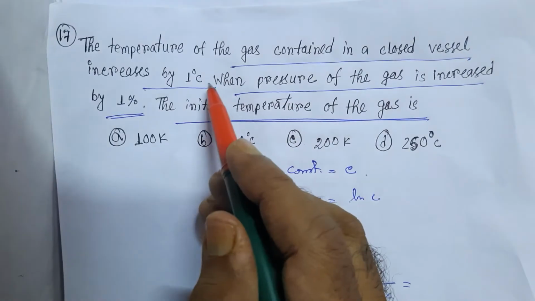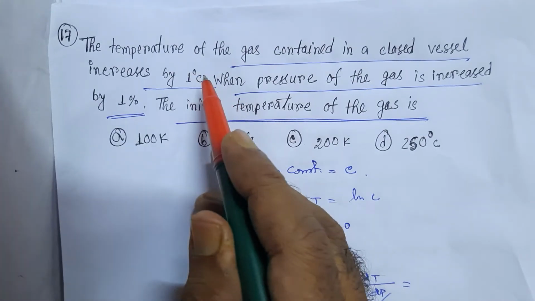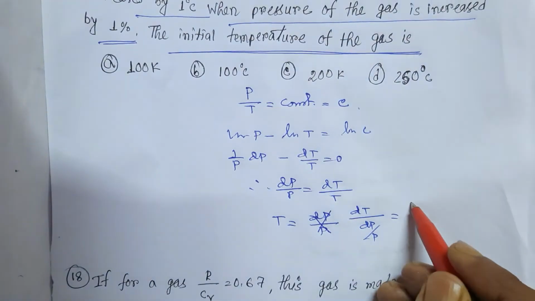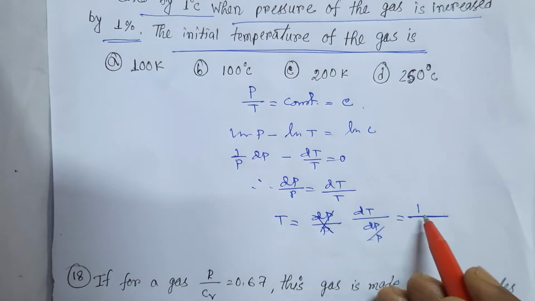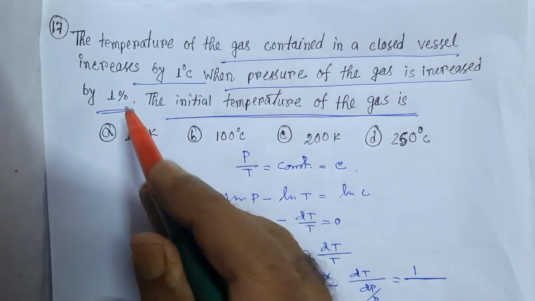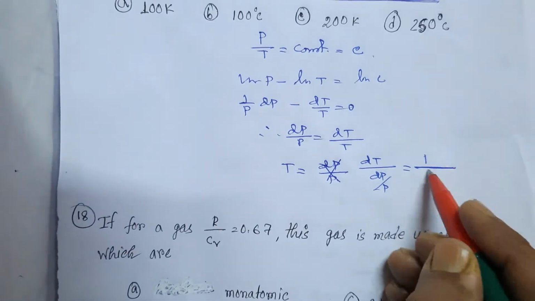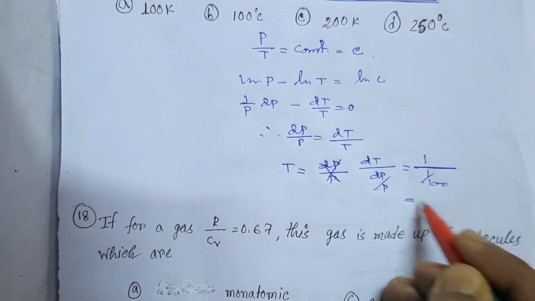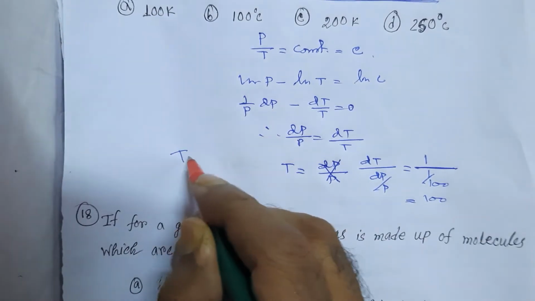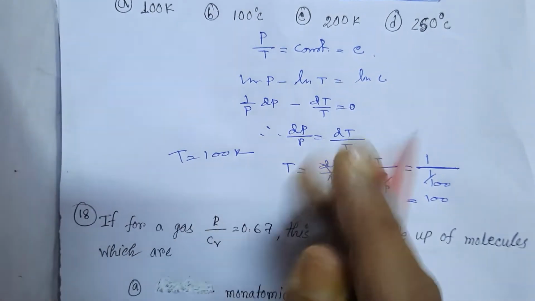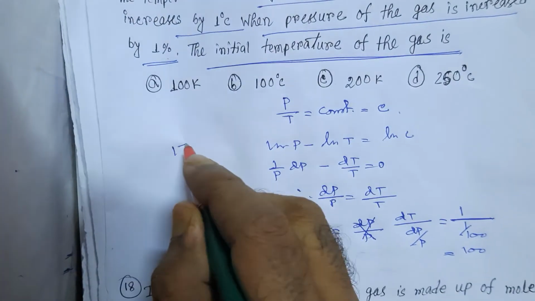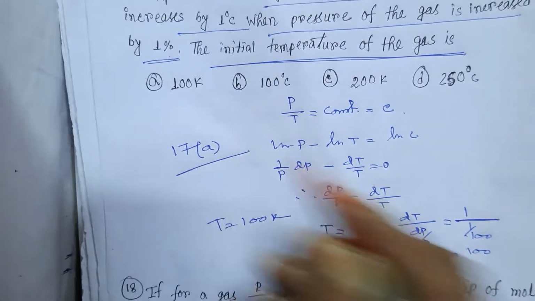dT is 1 degree centigrade, and a change in temperature of 1 degree centigrade is equal to 1 Kelvin. So, in the SI system it is 1 Kelvin. dP/P is 1%, that is 1/100. So, the ratio is 100, capital T is 100. So, capital T equals 100 Kelvin. So, our correct answer is A. So, the correct choice to question number 17 is A.